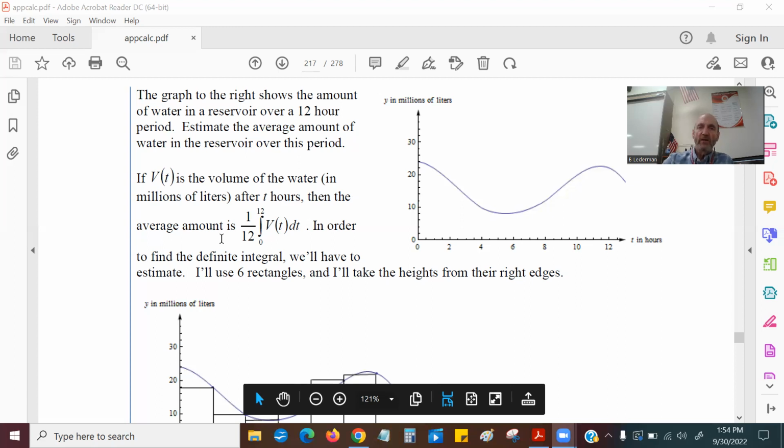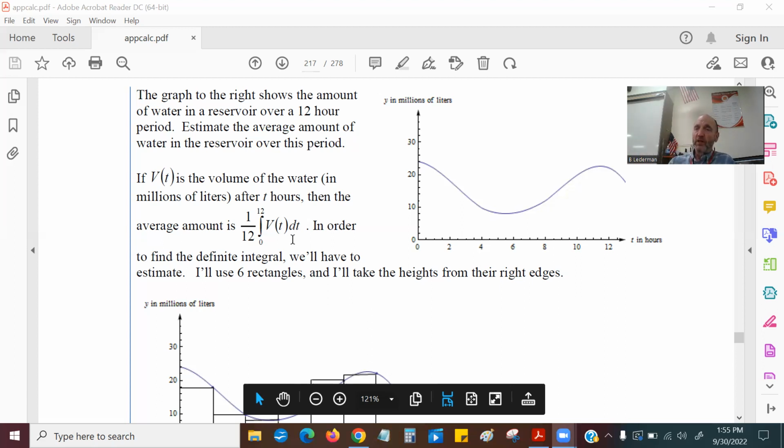And the average amount is going to be 1/12. Why 1/12? Because it's 12 minus 0. It's a 12-hour period. So it's 1/12 times the integral from 0 to 12 of whatever this function is, V of T dt. Now, I can't integrate the function because I don't even know what the function is. How can I get an antiderivative if I don't even know what the function is?